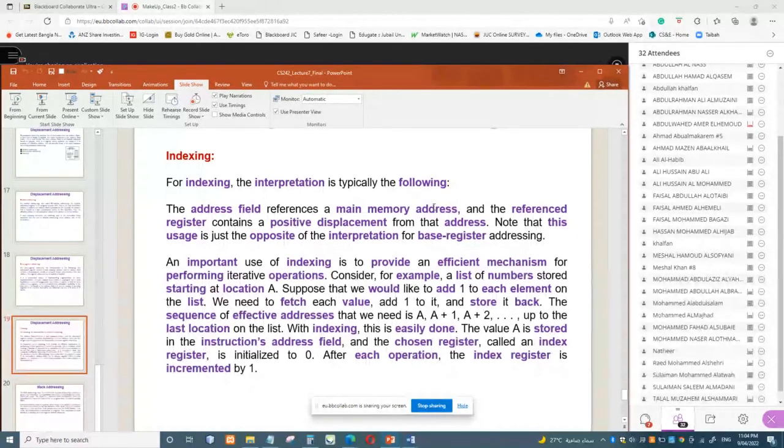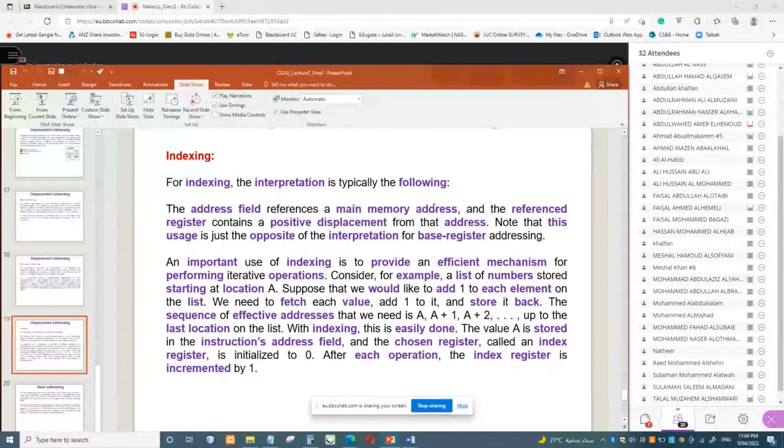In case of indexing addressing, your displacement is stored in one of the registers, but the starting address of your memory location, of any particular segment, is stored in the instruction itself. The instruction itself contains the starting address.